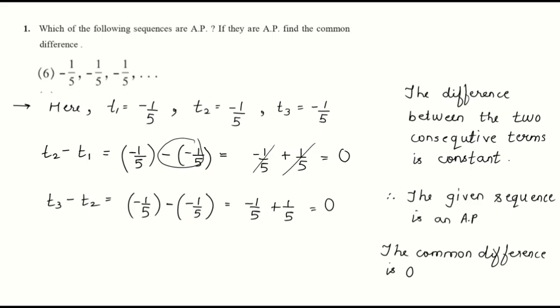Therefore, the difference between the two consecutive terms is constant, which is 0. Therefore, the given sequence is an AP. And here the common difference is 0. Moving on to next question.